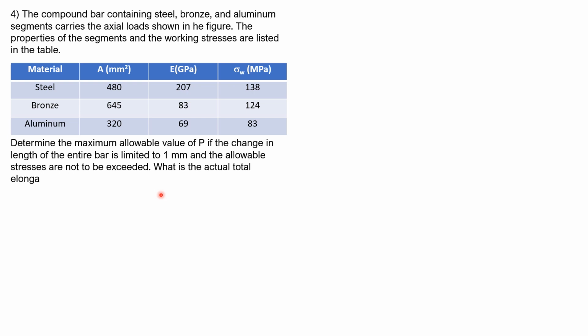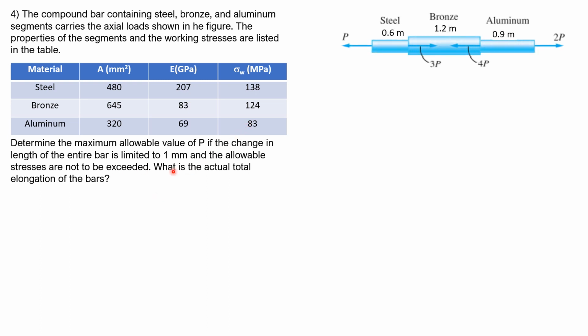So what is the actual elongation of the bars? There are two criteria of investigation in this case. One is based on strength of the materials and the other one is based on the allowable deflection, which is either elongation or contraction. So before we proceed, we have to draw the axial force diagram.